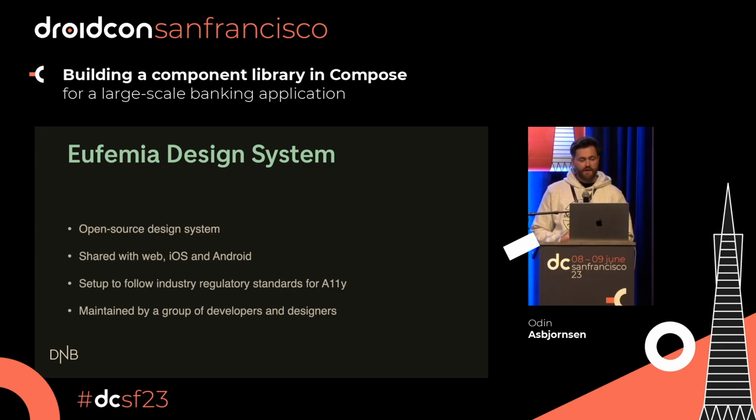So, as I said, it's an open source design system. It's shared between web, iOS, and Android. And it's also set up to follow the industry regulatory standards for accessibility, which we are bound by law in Norway to follow. And we can risk hefty fines if we do not follow these standards. So also we can risk being in the newspapers, which we do not want. Yeah, this library is mainly developed by a group of designers and developers who are maintaining this.